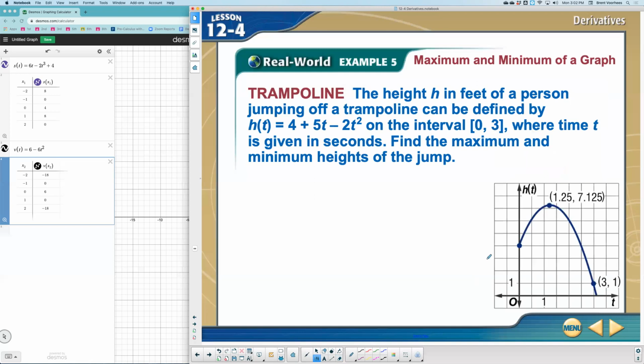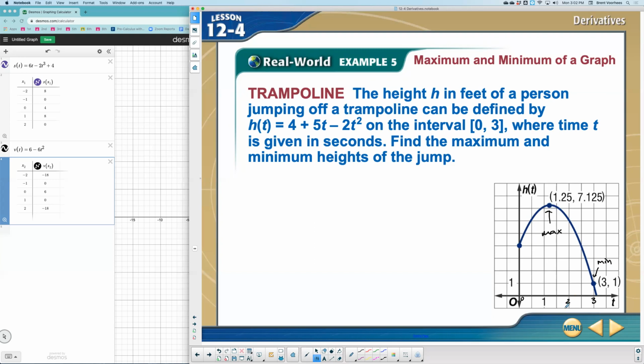Okay, so here it says we have a trampoline. The height in feet of a person jumping off a trampoline can be defined by h of t here on the interval 0 to 3. So here's our graph. This is 1 second. This would be 2 seconds. This would be 3 seconds right there. And we want to know the maximum and minimum heights. Now, looking at the picture, we can establish really quickly, this is the maximum. Between times 0 to 3, that's the maximum, that's the minimum.